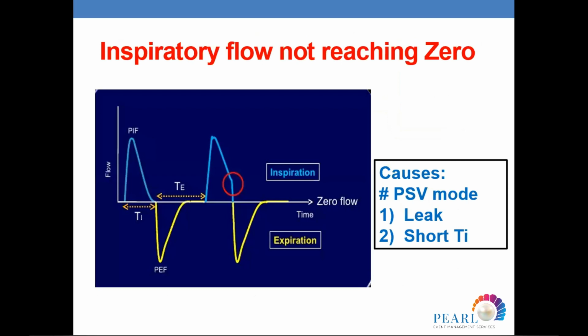If the inspiratory flow is not reaching zero, what are the causes of that? First of all, we said that the flow cycling in PSV should cut before it reaches zero. So you need to make sure, are we on PSV mode or not, from the beginning? If you are not in PSV mode, there is a problem here. In the other modes, then I have to check what's going on. Why is the inspiratory flow not reaching zero? Is there a leak or is there a short I-time?